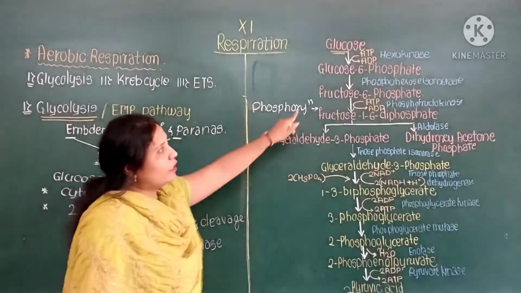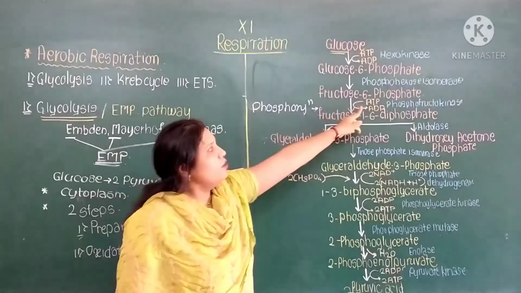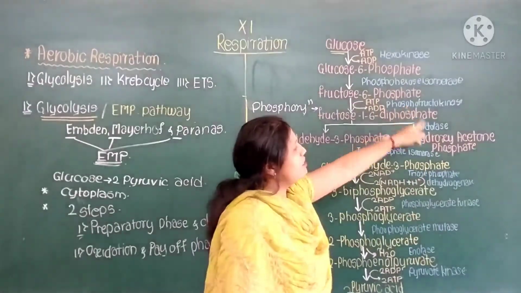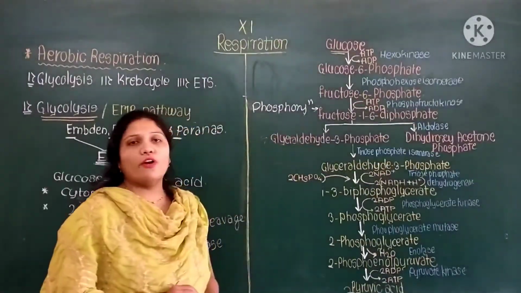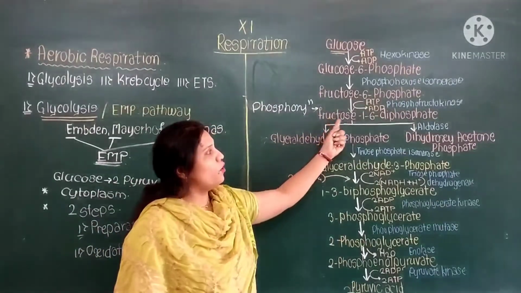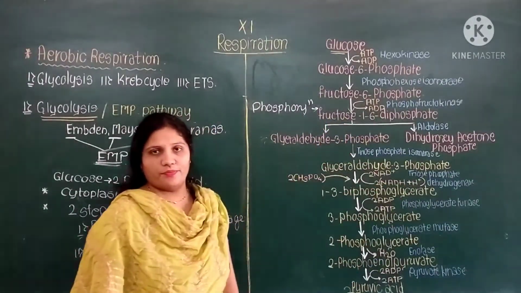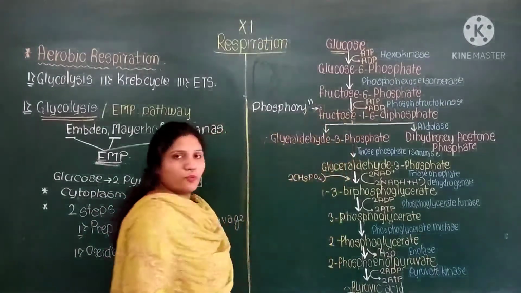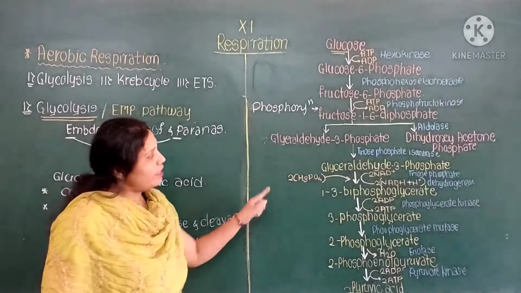Again, what happened? Fructose 6-phosphate, in the presence of ATP and the enzyme known as phosphofructokinase, undergoes phosphorylation and forms fructose 1,6-diphosphate. Okay, the product is what? Fructose 1,6-diphosphate.